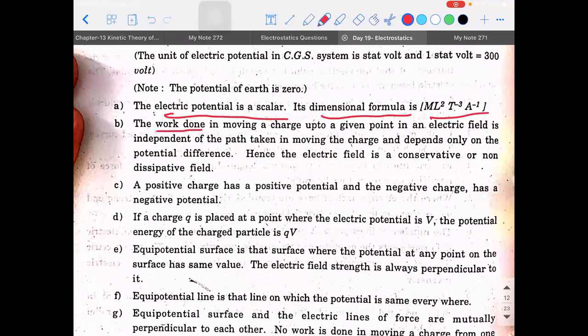So if there is a question like this, what is the amount of work done in moving a charge up to a given point in electric field? Okay. So the work done in moving a charge up to a given point in the electric field is independent of the path taken in moving the charge and depends only on the potential difference. Because here work done is given by what formula? It is given by Q into delta V. Do you guys remember this? Where delta V is the potential difference. We have done problems based on this concept also. So from this, we can conclude that the electric field is conservative and a non-dissipative field.